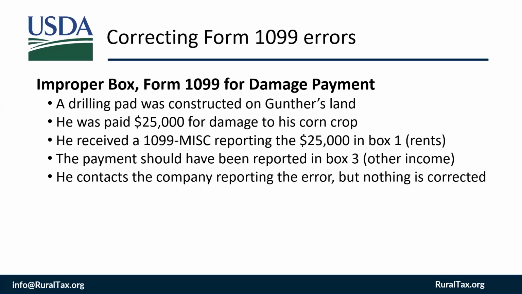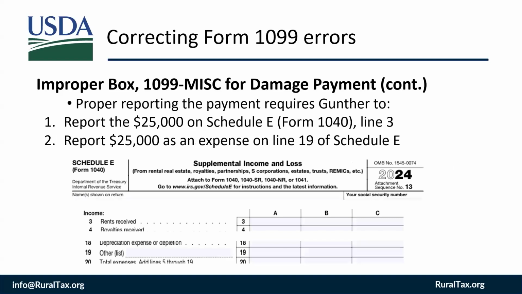Again, remember what I said earlier. Sometimes we may need extra income on the F just so we can qualify for other government programs or some of the special tax law rules that the IRS allows based upon our gross income from the farm. So what does he do? He contacts the company, reports it, and again here, nothing is corrected. Improper 1099 miscellaneous for the damage payment. He reports the $25,000 on Schedule E on line 3. He takes the $25,000 as an expense on line 19, showing that it was improper reporting of crop damage.